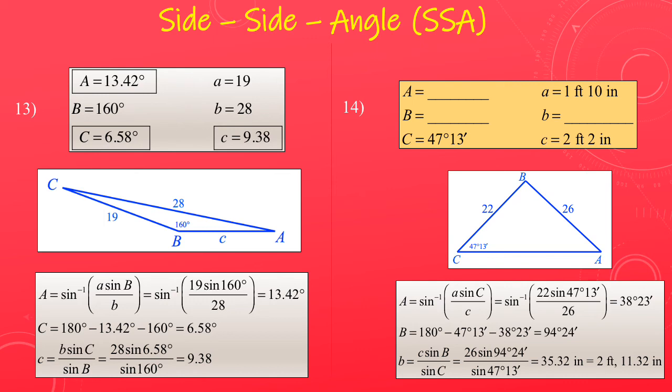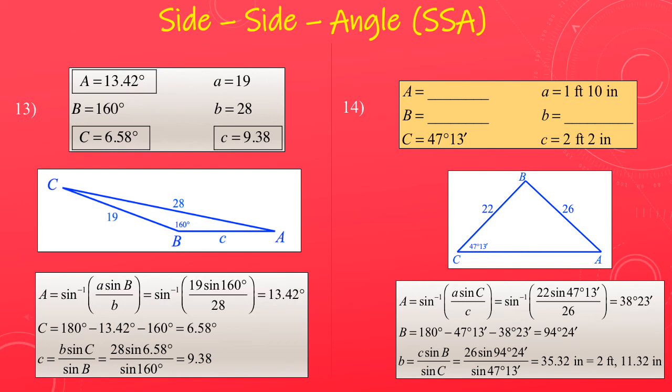When we get our answer, it will be in terms of decimal degrees. But since angle C was given in terms of degrees and minutes, we will convert to degrees and minutes using our conversion to degrees, minutes, seconds button, and we get 38 degrees 23 minutes. Angle B, therefore, is 180 degrees minus 47 degrees 13 minutes minus 38 degrees 23 minutes to get 94 degrees 24 minutes. Finally, little b is equal to c sine B over sine C, or 26 sine of 94 degrees 24 minutes over sine of 47 degrees 13 minutes, and we get 35.74 inches.